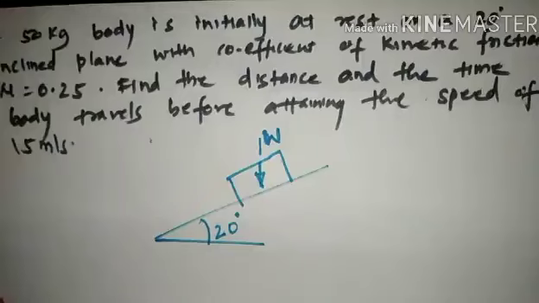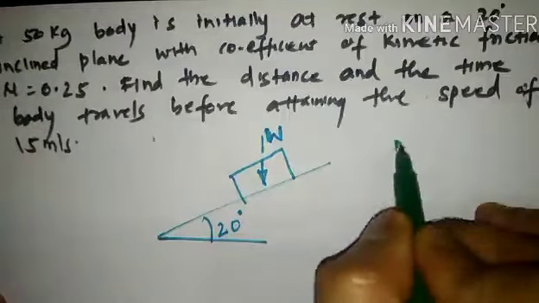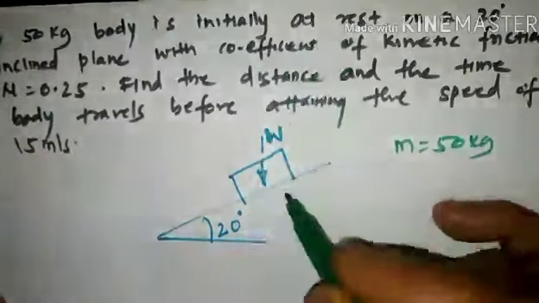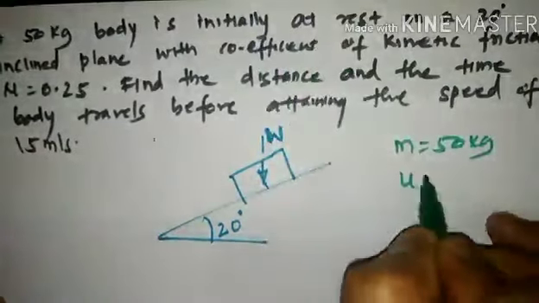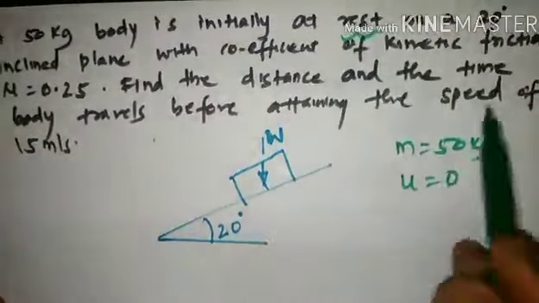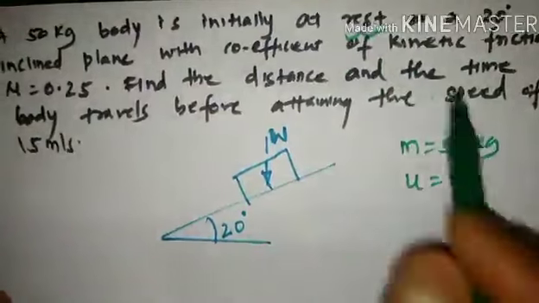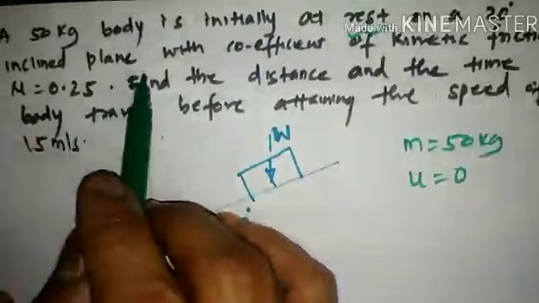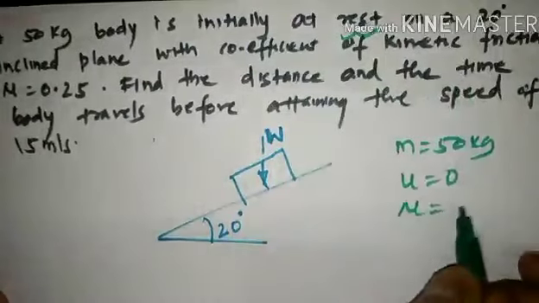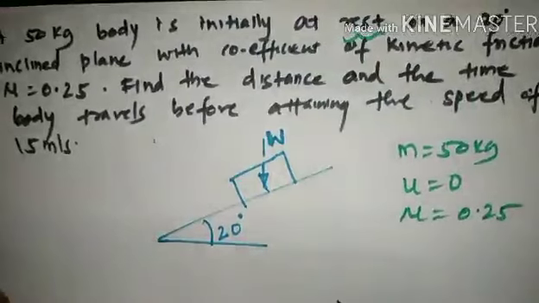So here it is a problem wherein it is a block of mass 50 kg, that is, the mass of the block is 50 kg and it is initially at rest. Initially at rest means initial velocity will be u equal to 0. So when it has been mentioned as rest, that means the body is not moving. So initial velocity will be 0, and it has been placed on a 20 degrees inclined plane with a coefficient of kinetic friction, that is, this is the kinetic coefficient of friction as 0.25.